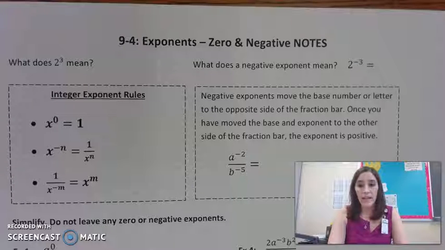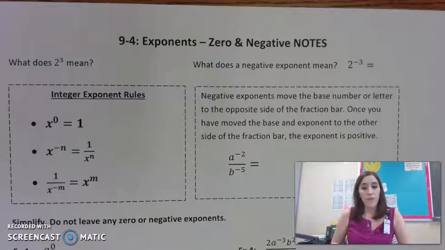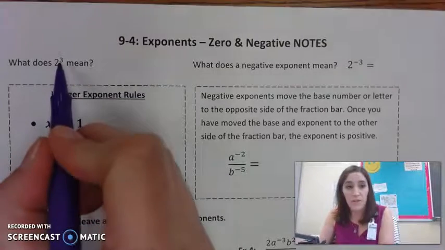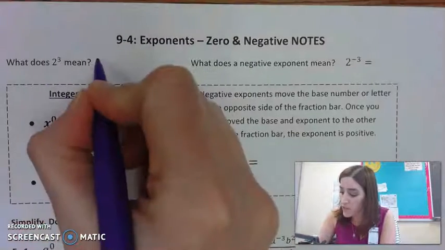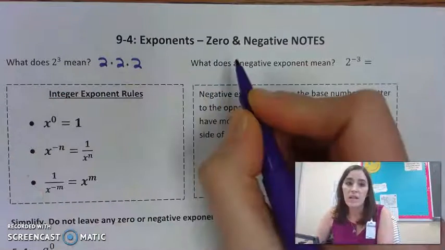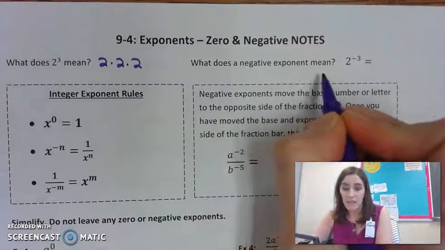9-4, 0 and negative exponents. So far we have worked with positive exponents, so we know that 2 to the third power means to take that base of a 2 and multiply it by itself 3 times. So what does a negative exponent mean?